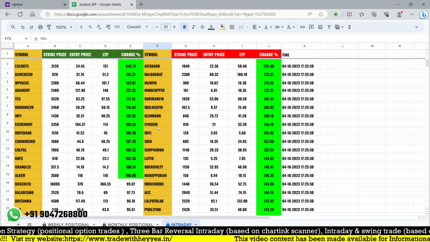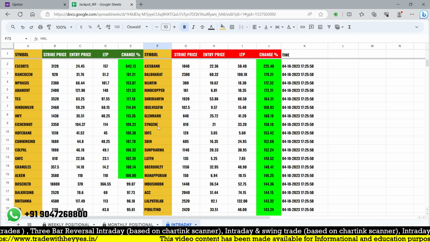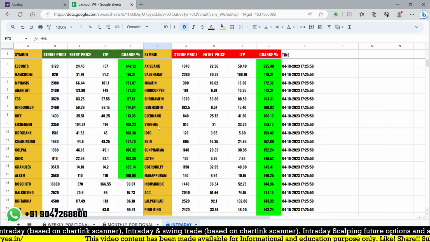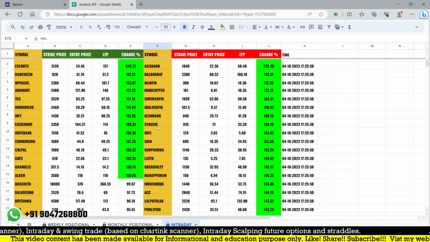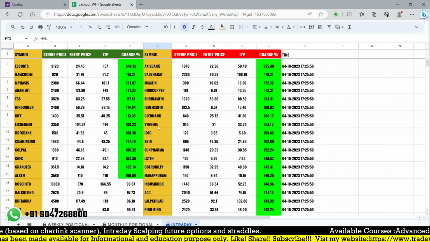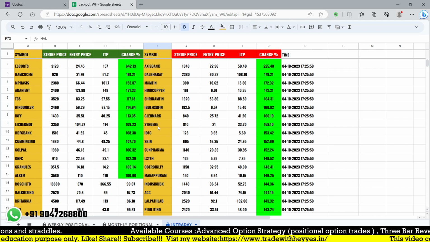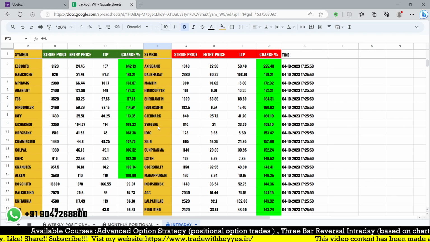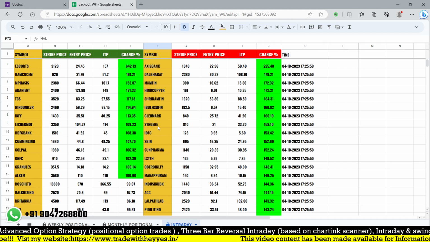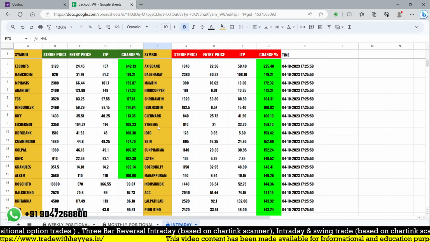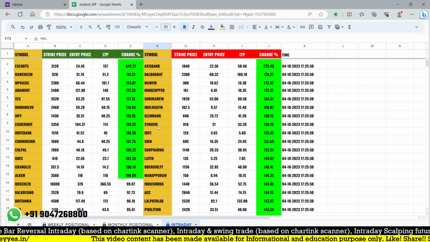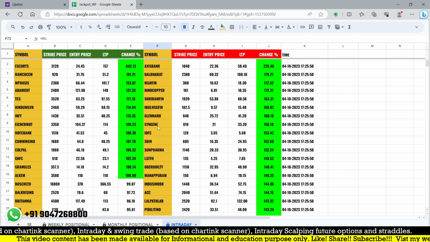Most of the put options triggered by the opening itself, and some of the call side ones got triggered maybe after some time, like TCS and Hindustan Unilever. Infosys is also working well on an intraday basis. This sheet is purely for intraday and is updated on a daily basis. We have to find one or two intraday opportunities based on this scanner.